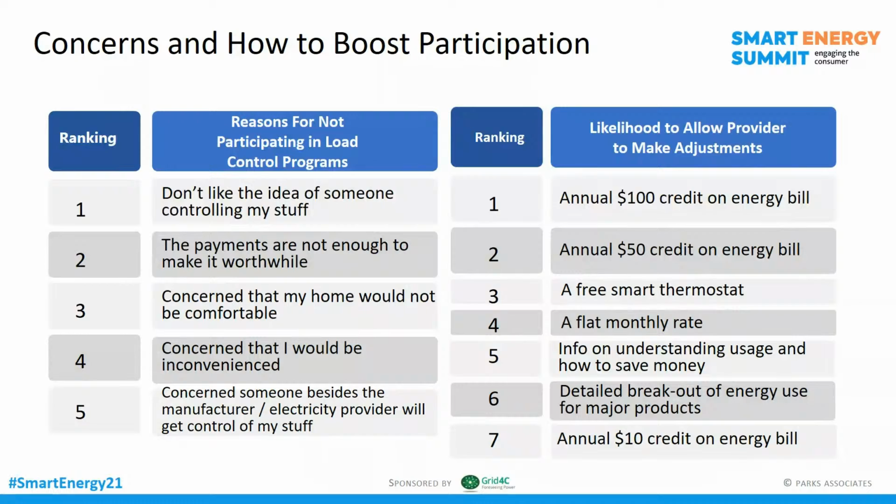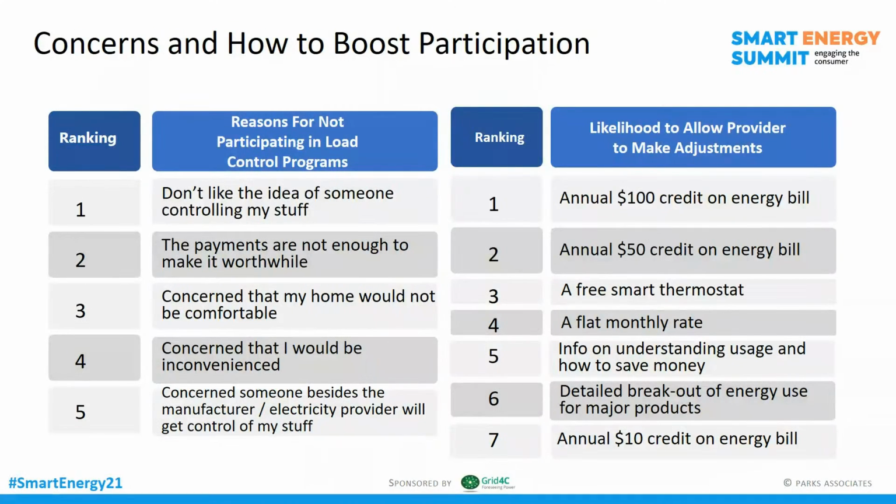When we ask consumers the likelihood to allow their provider to adjust household devices during periods of peak energy use, consumers do respond positively to annual credits and free devices. The most appealing is a $100 annual credit on their energy bill.